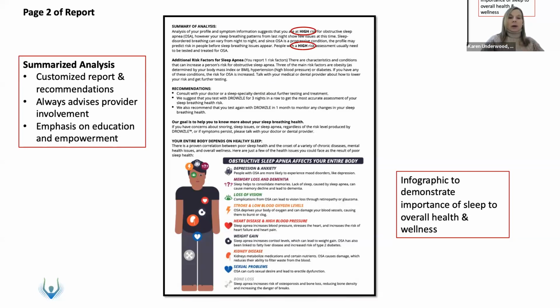We summarize their analysis. We tell them about the additional risk factors that we're looking at. We're giving them recommendations, which is maybe they want to test again, consult with their doctor. We tell them to look at the different ways in this infographic of how sleep apnea can impact your entire body, right? So it's important to follow up on this. And then there are the other pages that do go over how they answered the questions so that you know what's driving their scores.